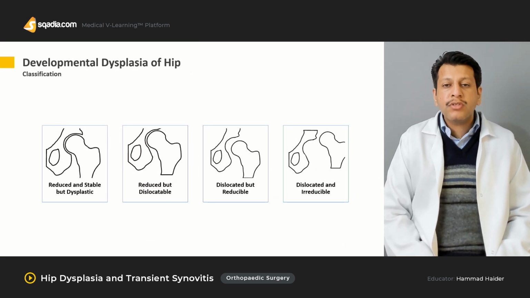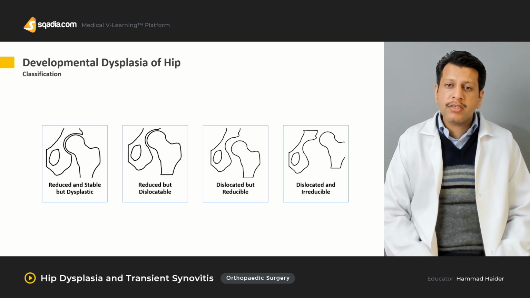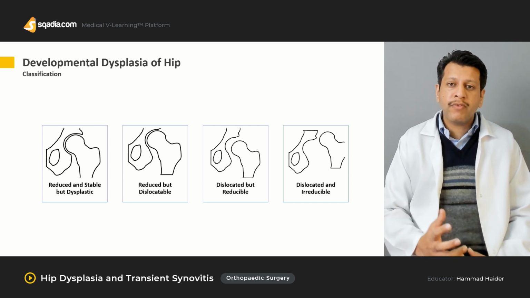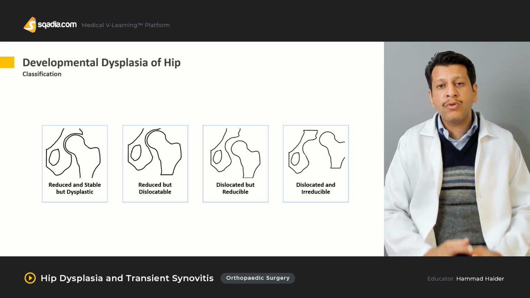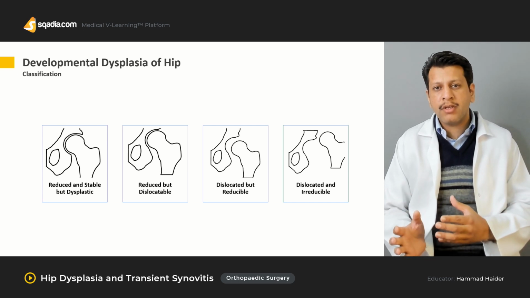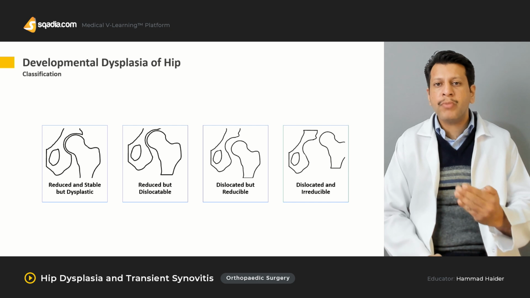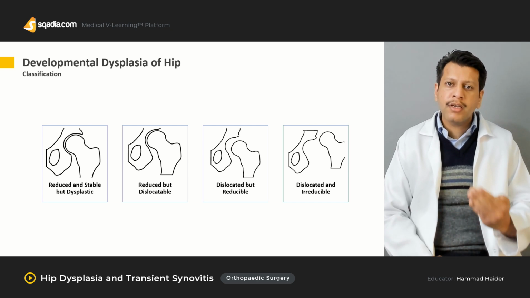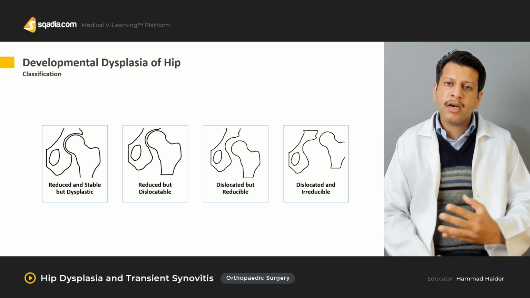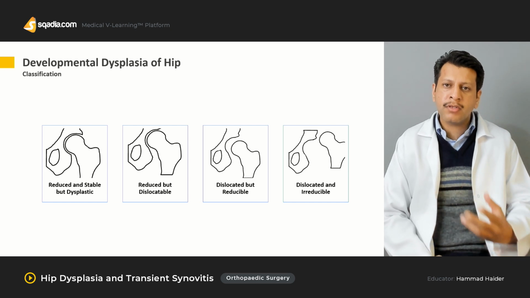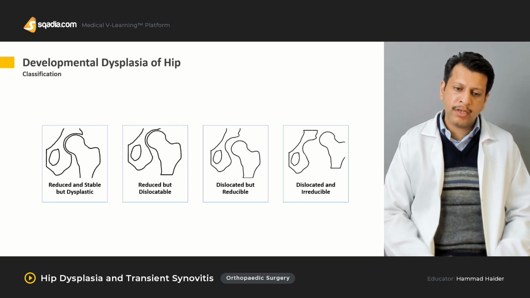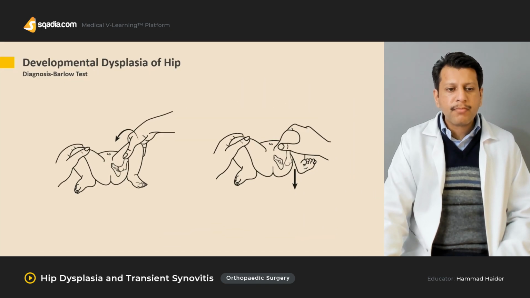Then we will come on to some form of classification of DDH, and we will briefly discuss the different ways to classify DDH and why we have to develop this classification, because it's not purely a congenital disorder. It's not CDH, it's DDH. As the child develops, the problems also develop along with it.